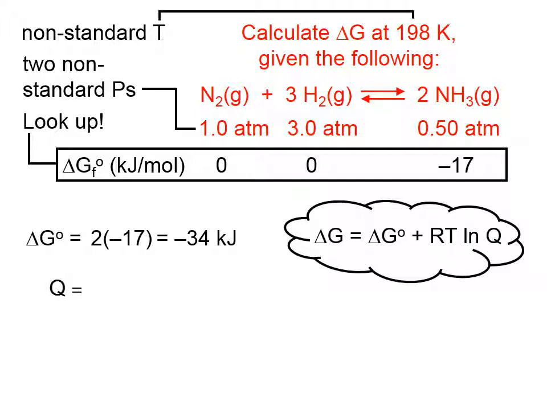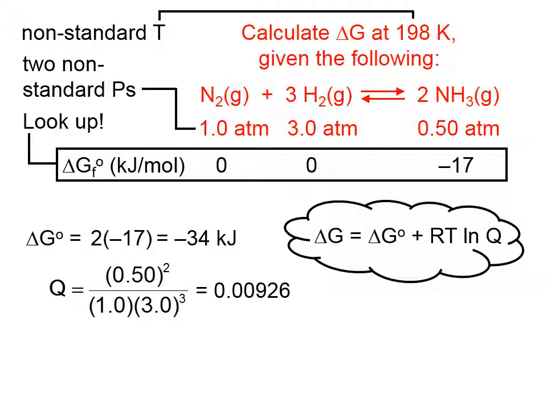What's Q? Q is products raised to their powers over reactants raised to their powers. You can see that we have 0.5 atmospheres raised to the second power because the coefficient in front of the ammonia is 2. In the denominator we have 1.0 atmospheres for the nitrogen, simply raised to the first power because the coefficient in front of the nitrogen is 1, and the hydrogen is at a pressure of 3 atmospheres, and the coefficient in front of the hydrogen in the equation is a 3. And we get that number, 0.00926.